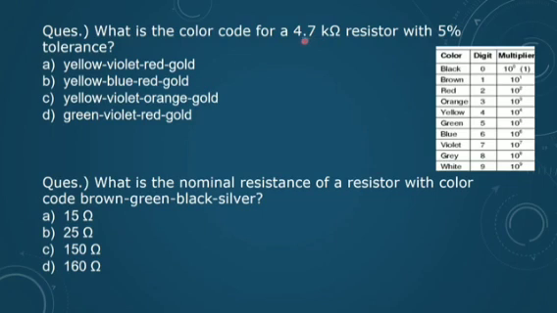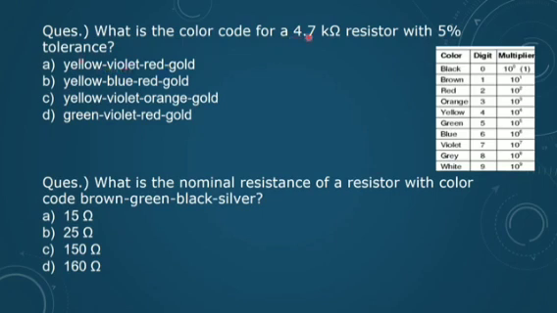Then it is 4.7 kilo ohm. 4.7 kilo ohm means 4.7 into 10 to the power 3. It means 4700. So the first digit is 4. 4 is the color for yellow. So the first color is yellow. So these three options can be there. The fourth option is ruled out.